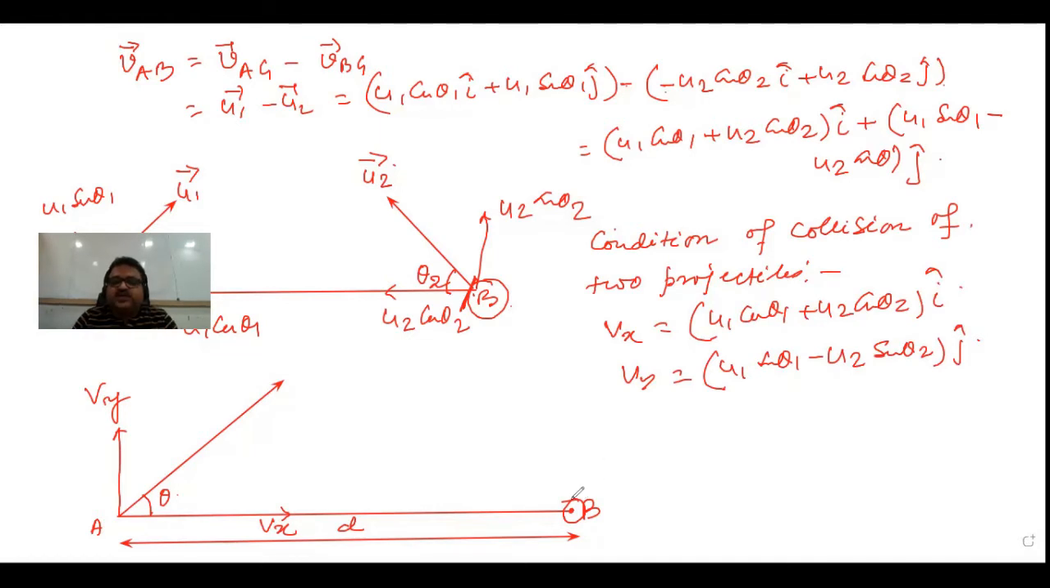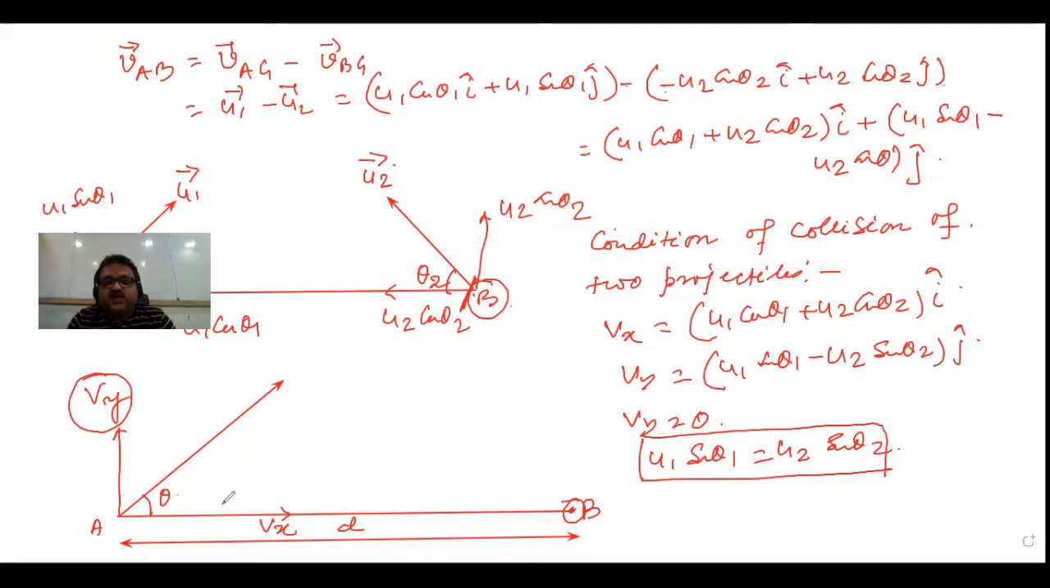Okay. Now the question is, B is here, correct? Now if A moves along this path, there will be no possibility of collision between A and B. Collision is only possible if A moves along this direction, correct? So that demands what? This component must be 0. So the condition of collision is this: Vy equal to 0, that is u1 sin theta 1 equal to u2 sin theta 2. So this is the condition of collision of two projectiles.